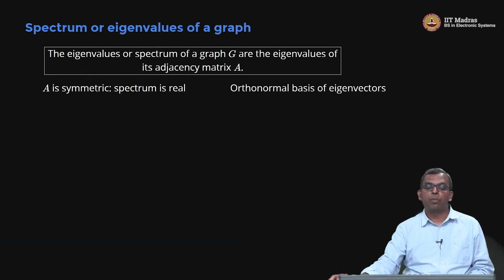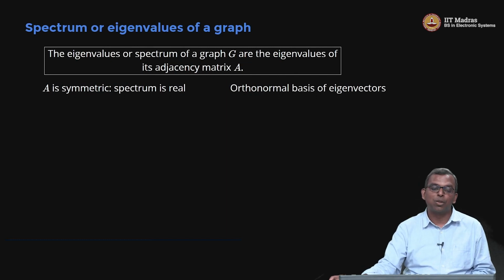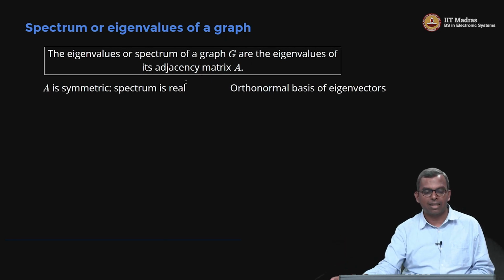You can also talk about the spectrum of a graph, the eigenvalues of a graph. The eigenvalues, or spectrum, of a graph are basically the eigenvalues of its adjacency matrix. You take the adjacency matrix, and it has eigenvalues.